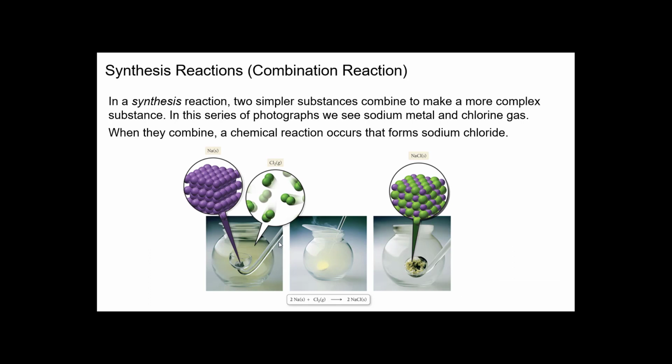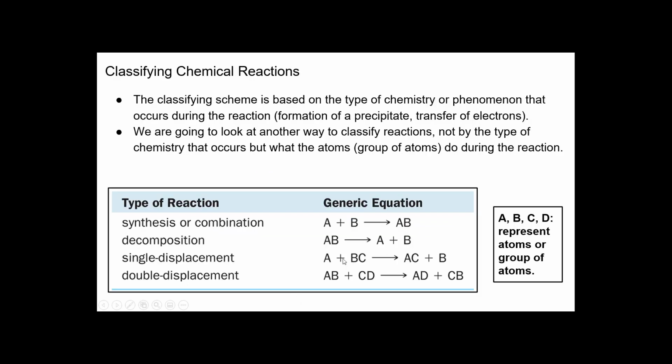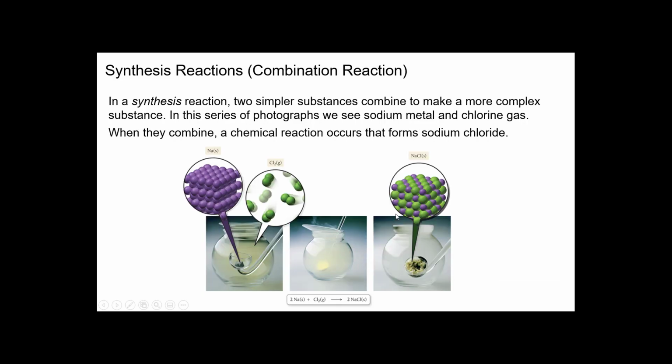A synthesis reaction, or a combination reaction, you can find the terms are interchangeable. Some books will use synthesis, others will use combination. They are very simple: A plus B, so two compounds make one compound. They are joined together, they combine. In this case we have sodium and chlorine and we end up with salt. This is a very good example of a synthesis reaction. It doesn't necessarily have to have two, but everything at the end is one. It combines as one compound.